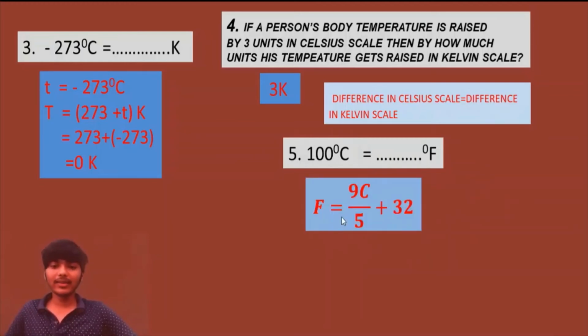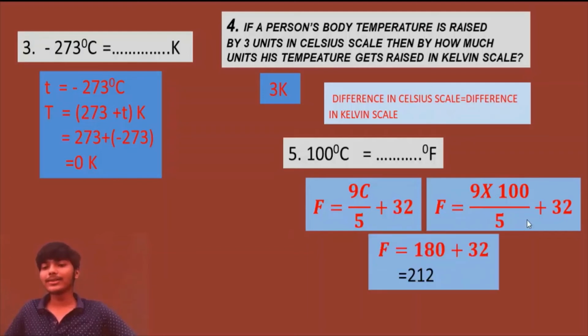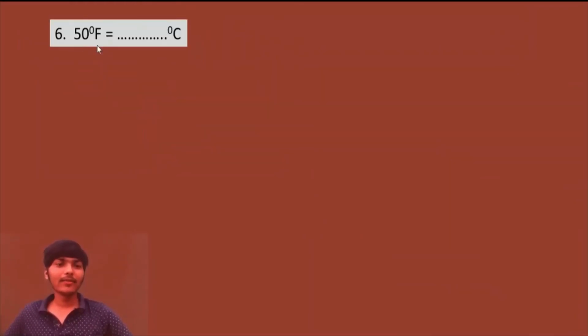We know F is equal to 9C by 5 plus 32. Substituting 100 in place of C, we get 9 into 100 by 5 plus 32, which is 180 plus 32. We get 212 Fahrenheit. Okay, let's move on to the sixth question. It asks to convert 50 degree Fahrenheit in degree Celsius.